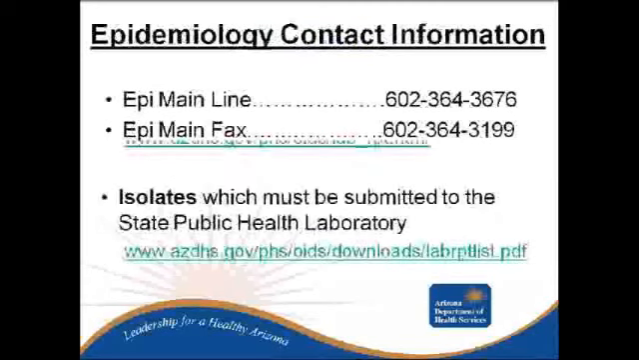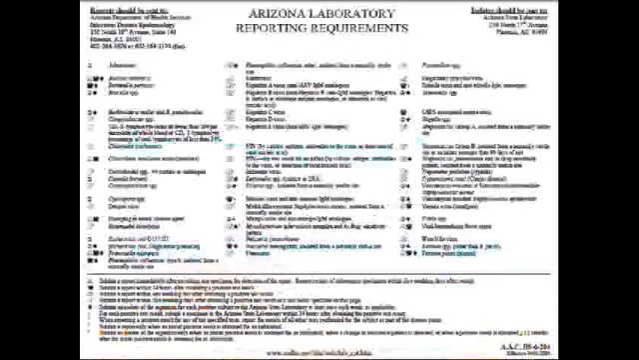Okay, for reporting requirements, we have two websites listed here. The first lets you know about the organisms that have to be reported to the state epidemiology office, and the second one is isolates that have to be submitted to the state public health laboratory. On the next slide, we'll show you the first link there, and this actually has both on it, the organisms that have to be reported to the epidemiology office, as well as the isolates that need to be submitted to the state laboratory, and you can see that by the key at the bottom of the screen.